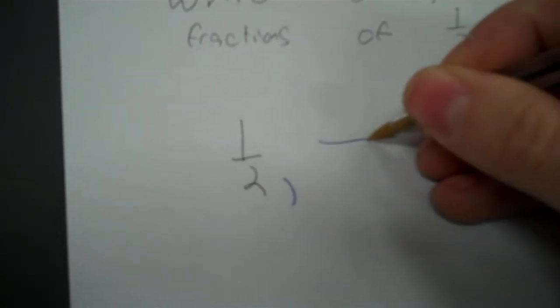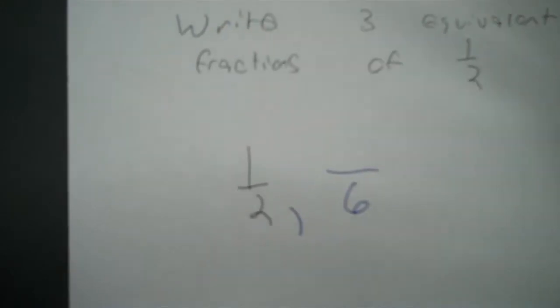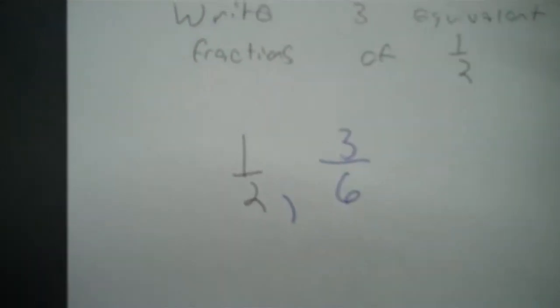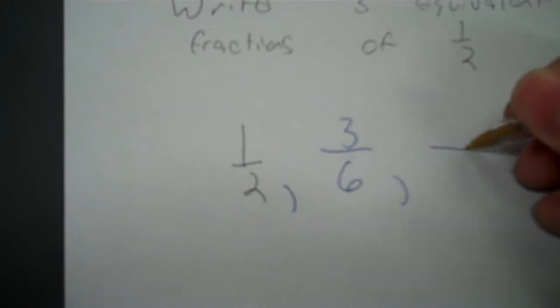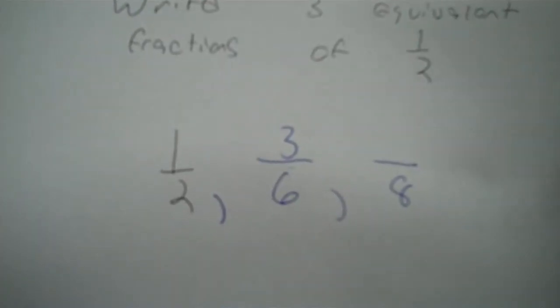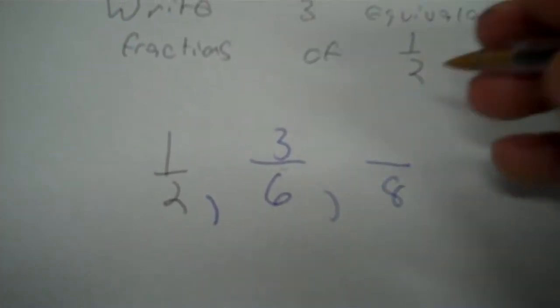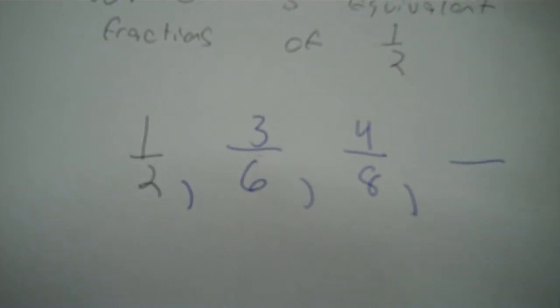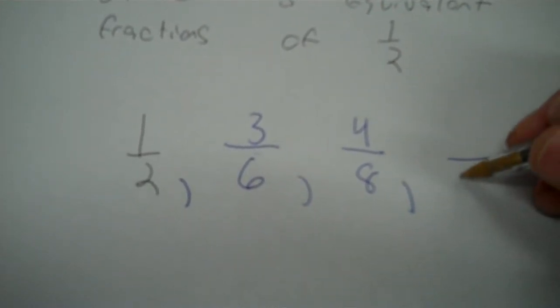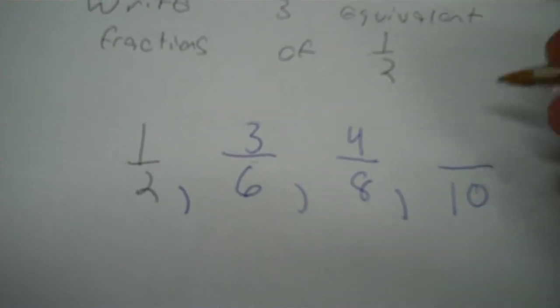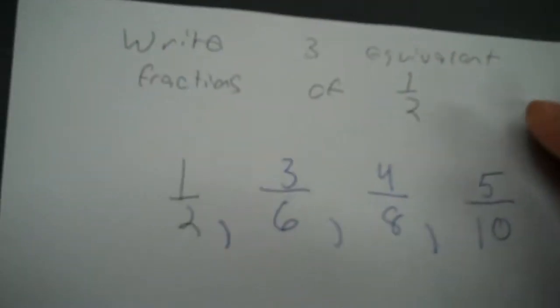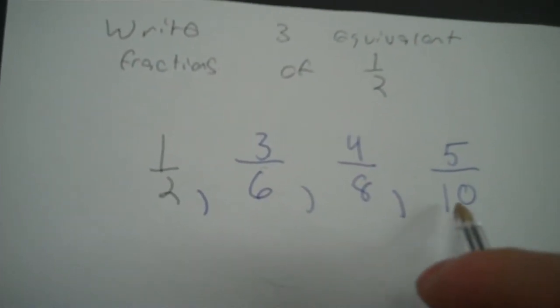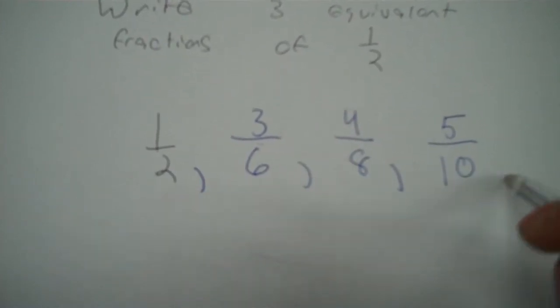Well, let's say I have 6 questions on a test and I get half of them right, so I got 3 right. So that's 1. Let's say there's 8 questions on a test and I get half of them right, so I would have got 4 right. Okay. Let's say there's 10 questions on a test and I get half of them right, so that means I got 5 right. So those are 3 equivalent fractions of 1/2.